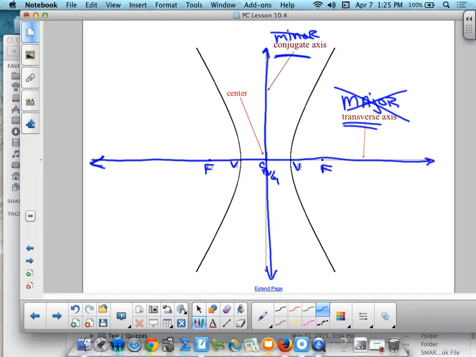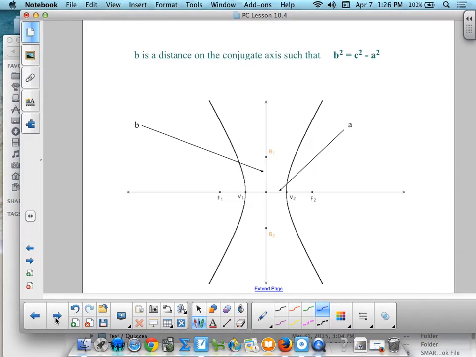What do we always find on the transverse? Vertices, center, and foci. Yep, that's it. What do you find on the conjugate? Nothing. You just see an axis that goes perpendicular to the transverse. If the transverse is up and down, the conjugate is horizontal. Okay? All right, let's keep moving, guys.